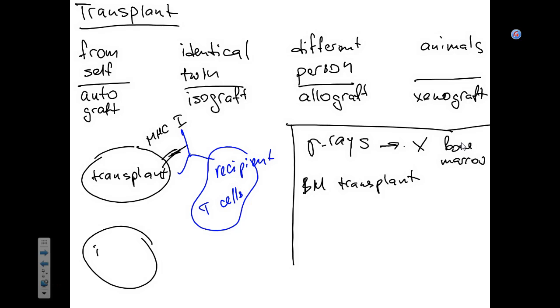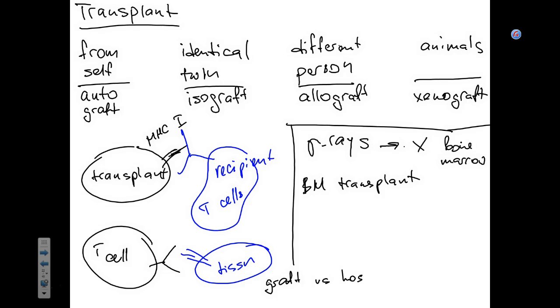Okay? Here's a T cell receptor. And it encounters the host tissue. And it looks foreign. And what is this donor T cell going to do? Destroy the tissue. This is called graft versus host disease, GVHD.